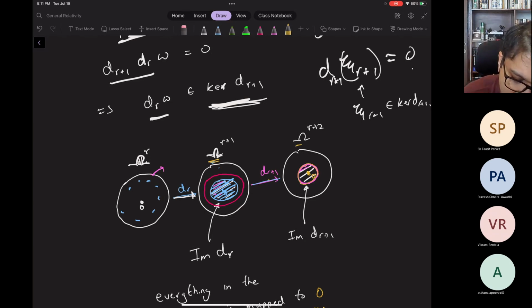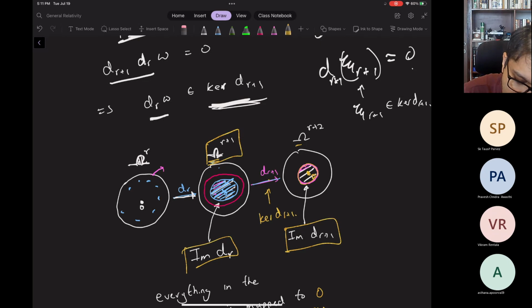Now, the interesting point is if I want to find the kernel of this map d_{r+1}: this blue circle is the image of d_r, and this pink circle is the image of d_{r+1}. I want to know which elements of Ω^{r+1} are being mapped to the element 0. These include not only the objects in the blue circle, because d_{r+1} acting on d_r is 0, but also some more objects enclosed within this red circle.